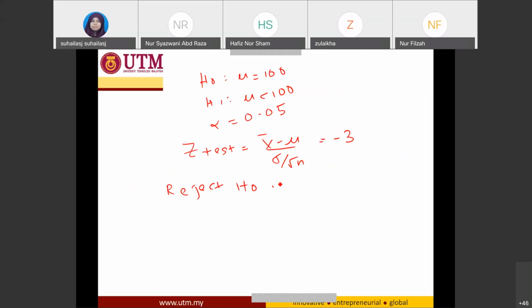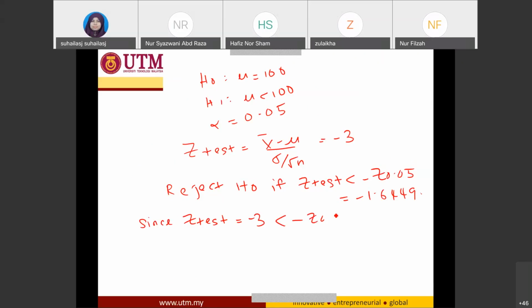So reject H0 if our Z test is less than minus Z alpha, because I changed to one-sided, so that means minus 1.6449. Since our Z test of -3 is less than minus Z alpha, minus 1.6449, we reject H0. The conclusion is still the same, reject H0. Now we want to compute the p-value.